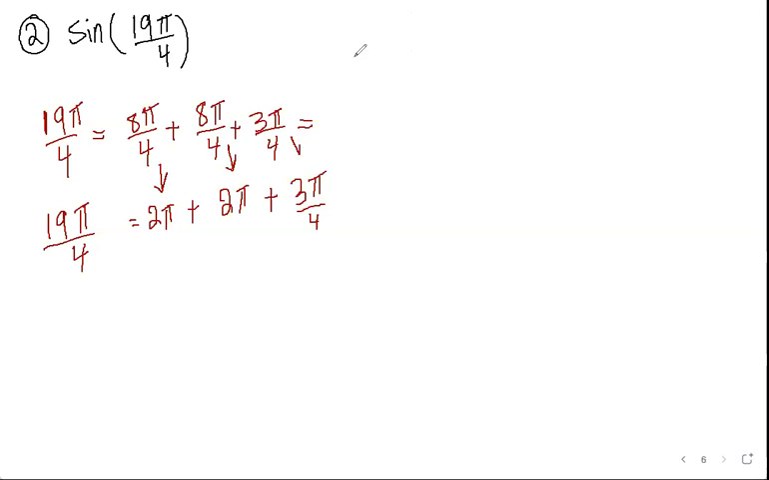2 pi means we turn around the unit circle one time, and the 2 pi again, we have to turn around the unit circle again, then I have to turn around the unit circle 3 pi over 4. Let me graph to show you exactly what this means.